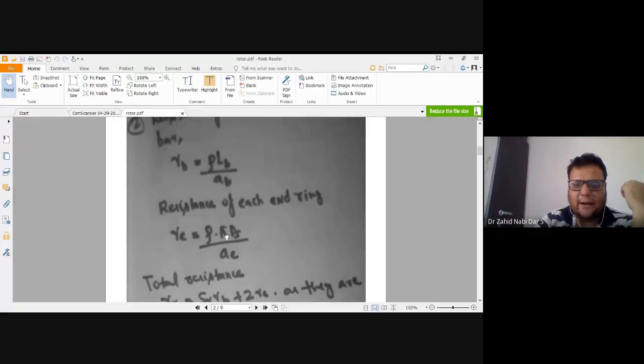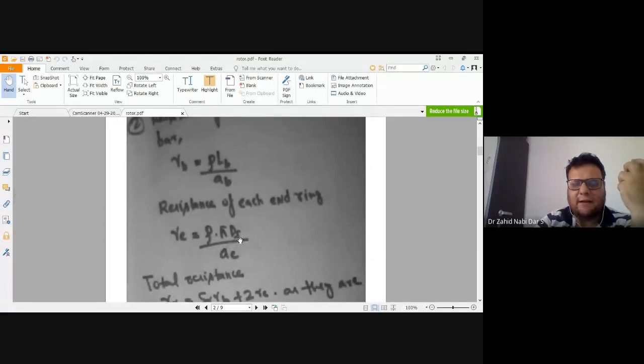This would be rho pi D_S, where this is the length, L_e, or you can write pi D_S divided by the area of the end ring. This is a simple formula we have also seen in class. Resistance is equal to rho L by A. It is basically the definition of resistance.